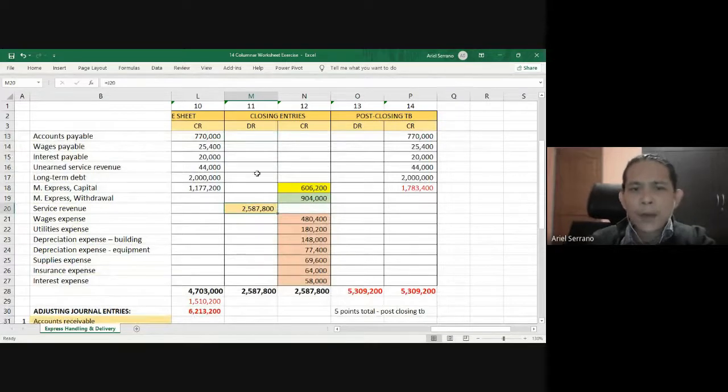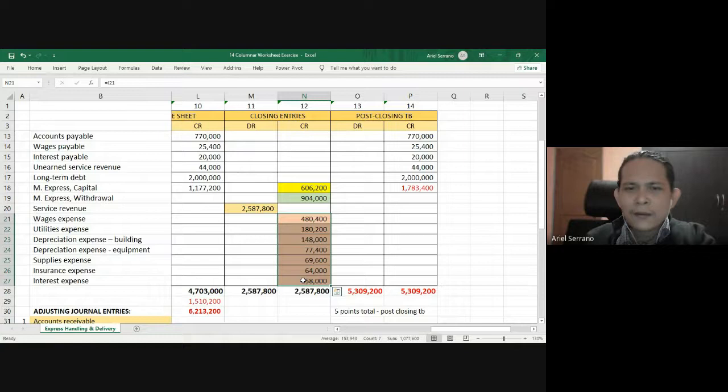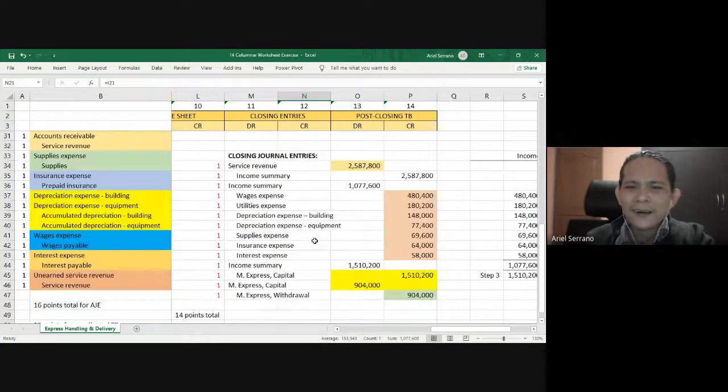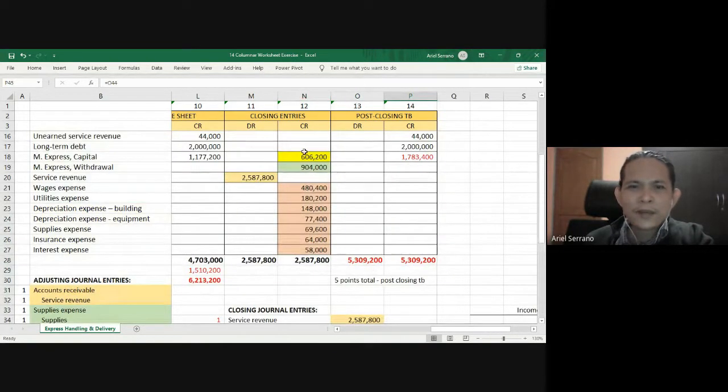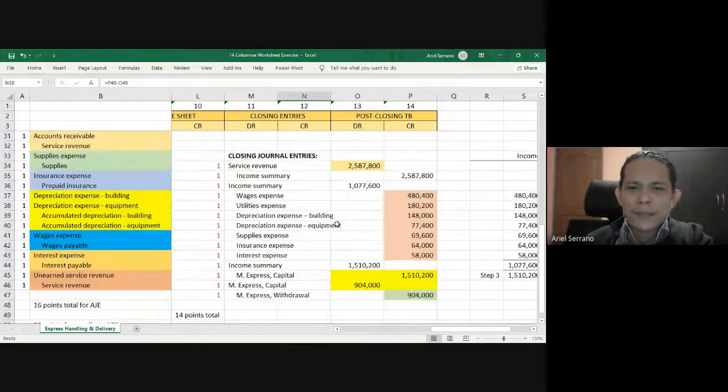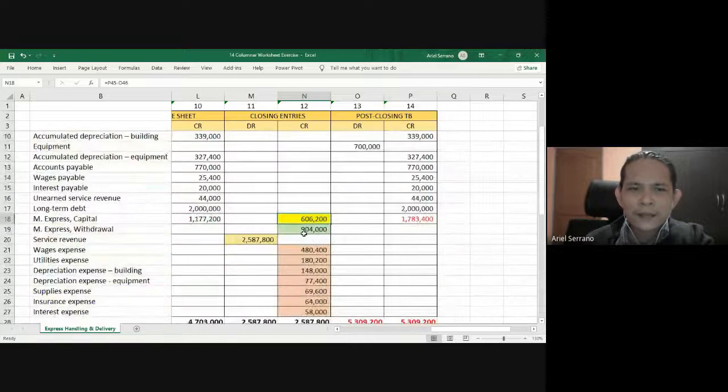This is your step 1. This is your step 2. Okay? Your step 3 is what? Oh, this one, right? Income summary, debit, credit to capital account. This one here. And then for your step 4, we closed your withdrawal account. This one. And it will have to be closed to your capital account. Okay? Initially, it's on the debit.